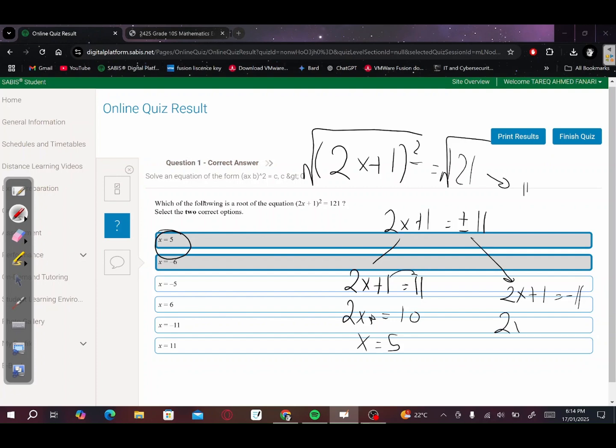Now 2x + 1 equals negative 11. You take the 1 to the other side. 2x equals negative 12. Divide by 2 on both sides. x equals negative 6. So you circle it as well. Okay, that's question 1.